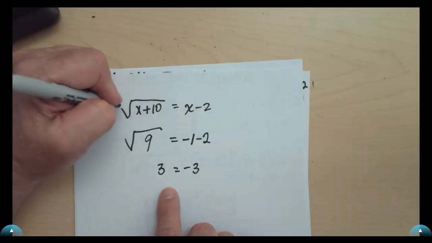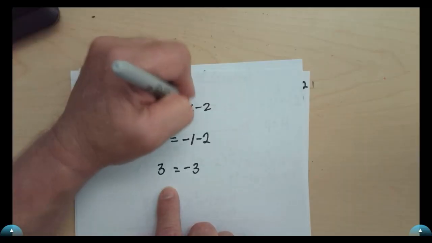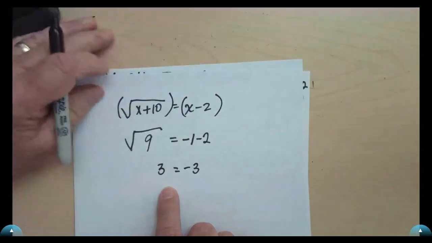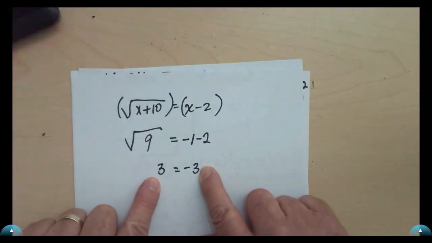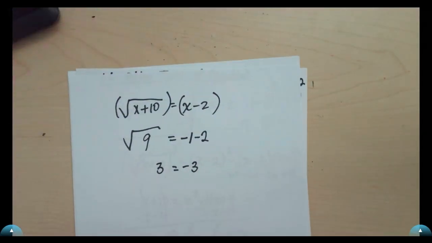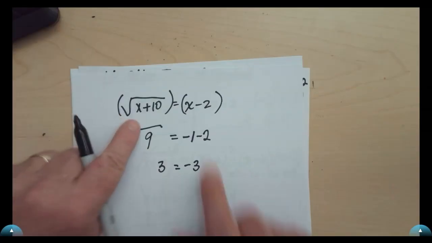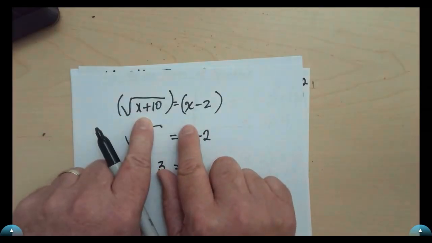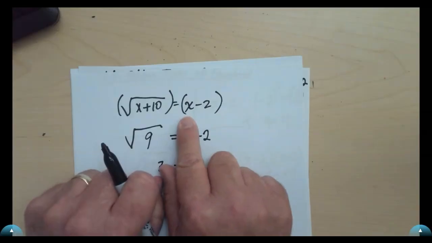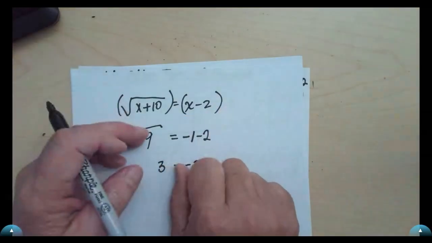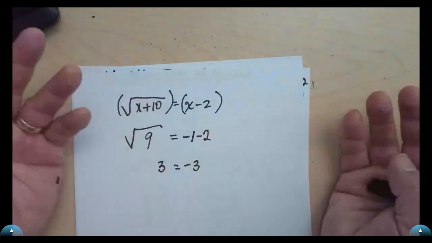And so you can see how if I squared both sides of this, which I did, then it's taking that false statement and making it true for that one value of x, -1. You can see that if I plug 6 into this, I'd get the square root of 16, which is 4, equals 6 minus 2, which is 4. One of them works, the other one doesn't, right?